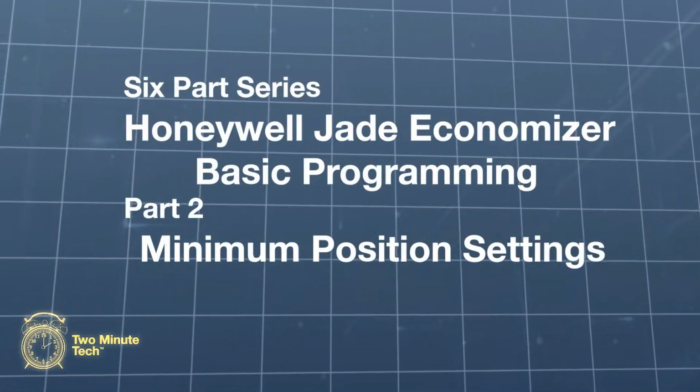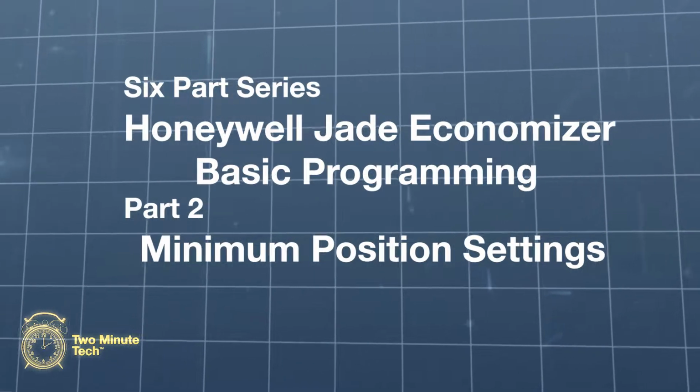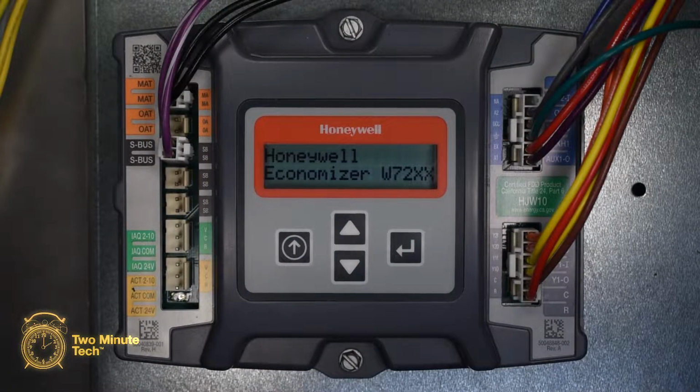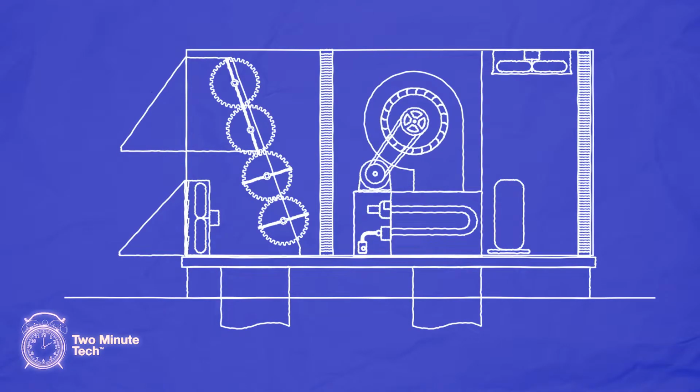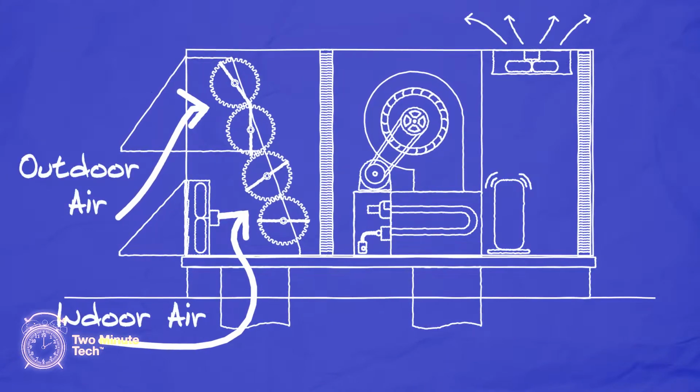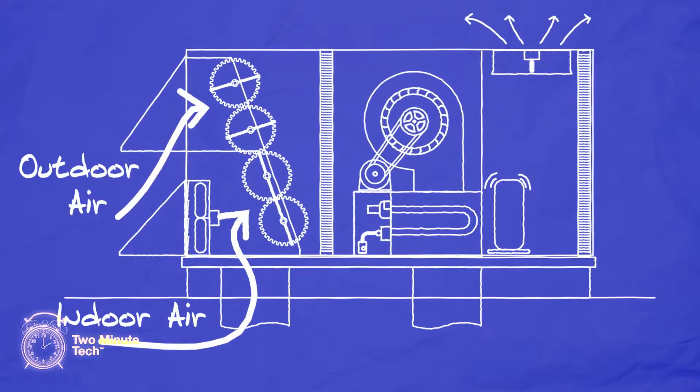This 6-part series will discuss the operation and setup of economizers in the Renaissance non-DDC commercial platform. In this episode, we'll go over the basics of programming the Honeywell Jade Economizer controller for the minimum outside air settings. The economizer is designed to fulfill two purposes in commercial air conditioning. One, to take advantage of free cooling opportunities when outdoor conditions allow, and two, to provide a minimum amount of fresh air into the building as required by code.